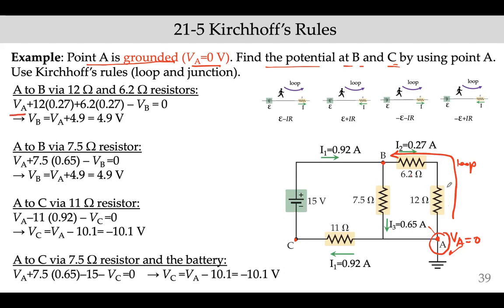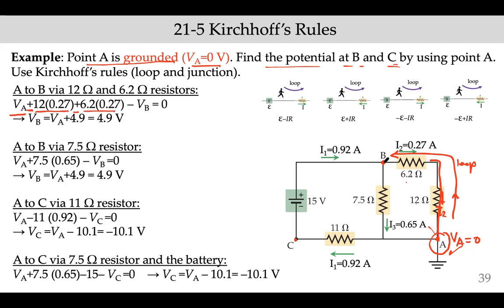And then we come here, so notice that I2 is now going down. So this is I2. Loop direction is up, current is going down. They are opposite, so it should contribute a positive sign. The value will be 12 times I2, which is 0.27. Now we pass this resistor and come to the next one. The current direction and the loop direction are again opposite, so again we have the positive sign, and the value will be 6.2 times 0.27.